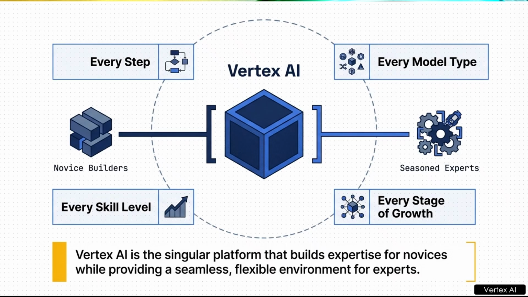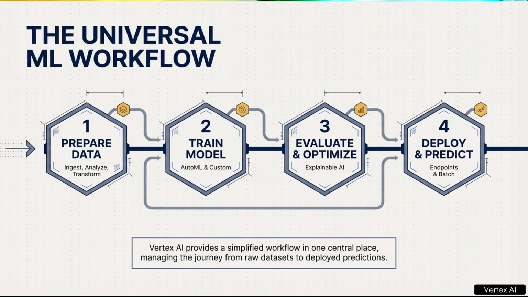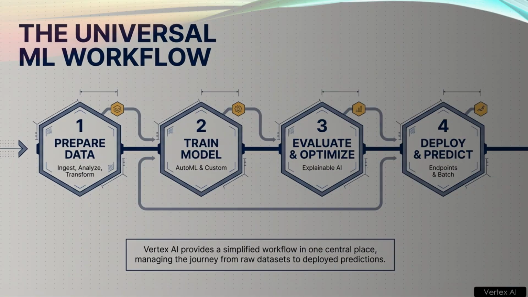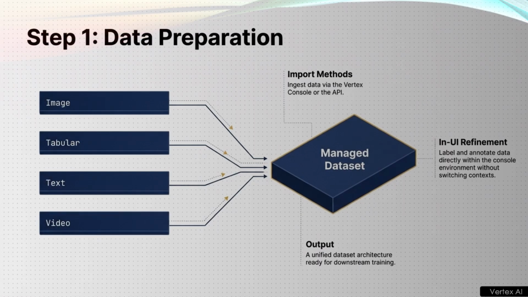Understood. Let's look at slide 4, the universal ML workflow. The intent here is standardizing the process. The standardization breaks down into 4 distinct phases. First, prepare data. Second, train model. Then, evaluate and optimize. And finally, deploy and predict. A strict operational sequence.